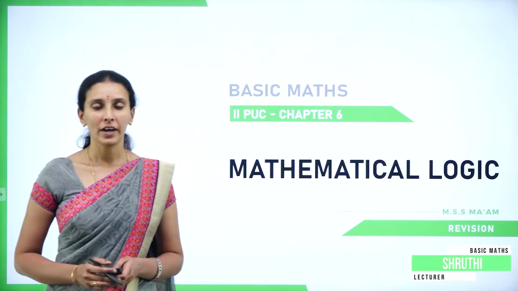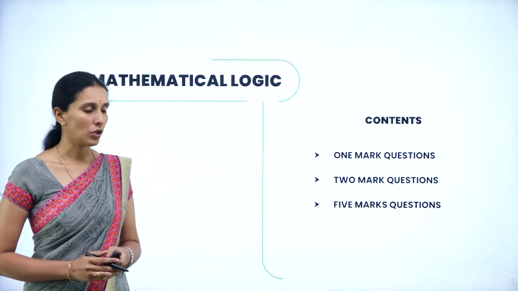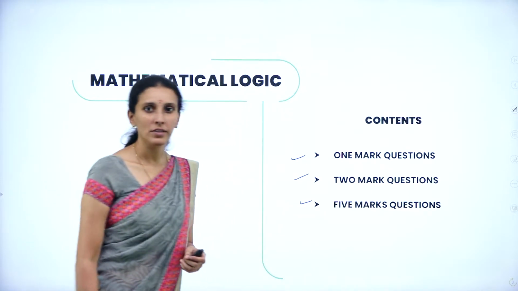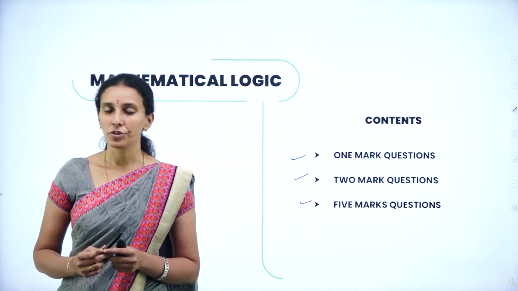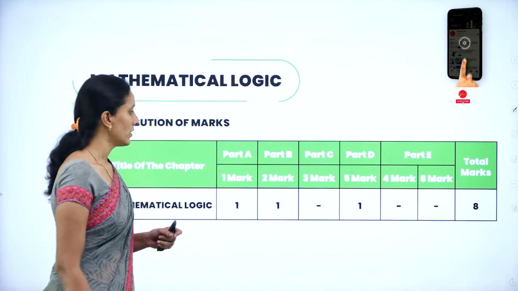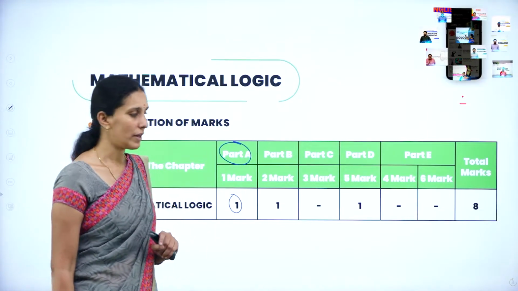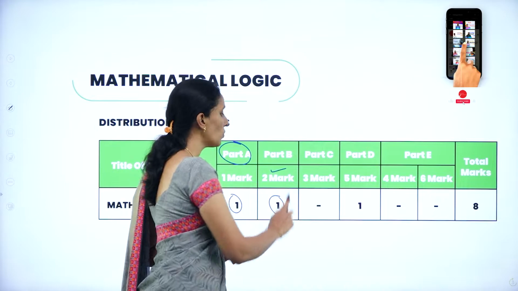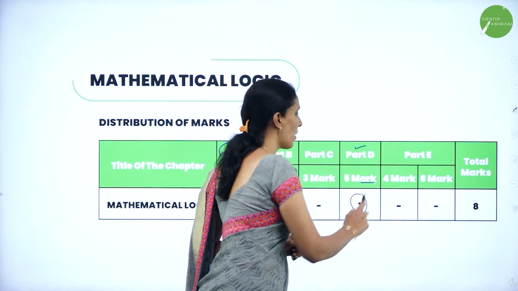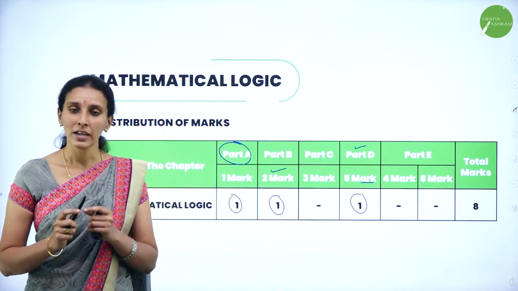In this session, we are revising the chapter Mathematical Logic. From the chapter Mathematical Logic, we are getting 1 mark question, 2 mark question and 5 marks question. So let's see the distribution of marks in each category. From part A, that is 1 mark question, you will be having 1 question for 1 mark and 1 question for 2 mark in part B, and 5 mark question in part D. So total you will be having 8 marks from this chapter.